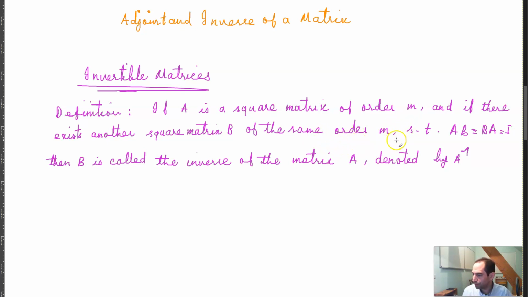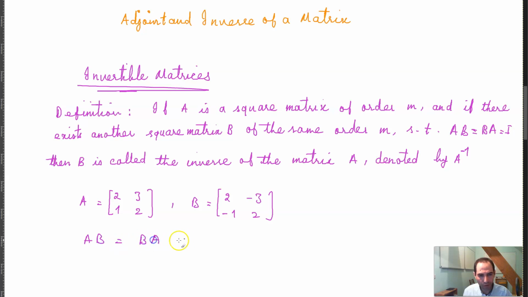For example, if A is the matrix 2, 3, 1, 2, and you have another matrix B which is 2, negative 3, negative 1, 2, then if you multiply A by B, that is equal to B times A, which is equal to I, which is 1, 0, 0, 1. Then you can say that B is the inverse of A, and also that A is the inverse of B. That's what we did in the previous chapter. We also proved that the inverse of a matrix, if it exists, is unique.